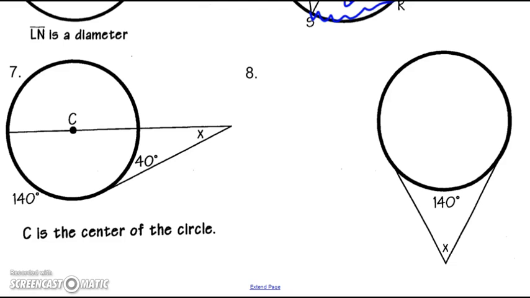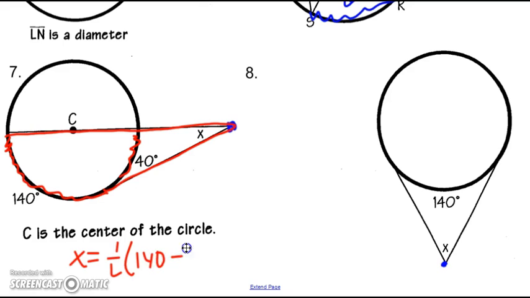For 7 and 8, we're talking about the angles where the vertex is outside of the circle. So what you should have done to set these up is find out that the angle intercepts the circle with 2 arcs. One is 140, and the other one is 40. So x would be equal to 1/2 of 140 minus 40. And so we get that x is 50 degrees.